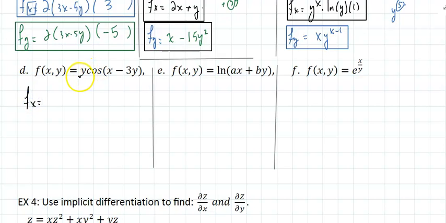As far as x is concerned, that's a constant. You ignore it. What's the derivative of cosine? Negative sine of x minus 3y times the derivative of the argument, which is a 1. Done deal.